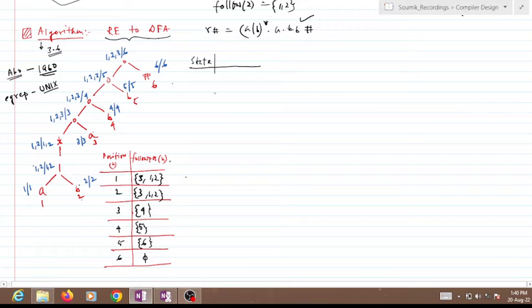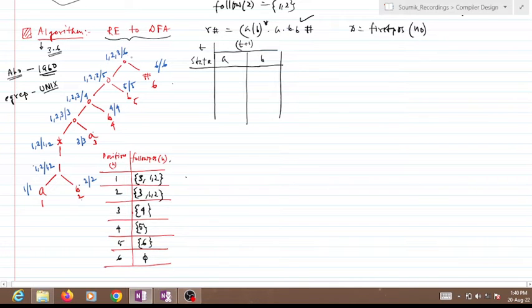Here the state column will hold the current state, and here we store the next state, and the next states are denoted by t plus 1. The algorithm begins with finding the firstpos of the root node, that is n0. The root node is this one, and the firstpos of n0 is 1, 2, 3. So here D will contain 1, 2, 3.